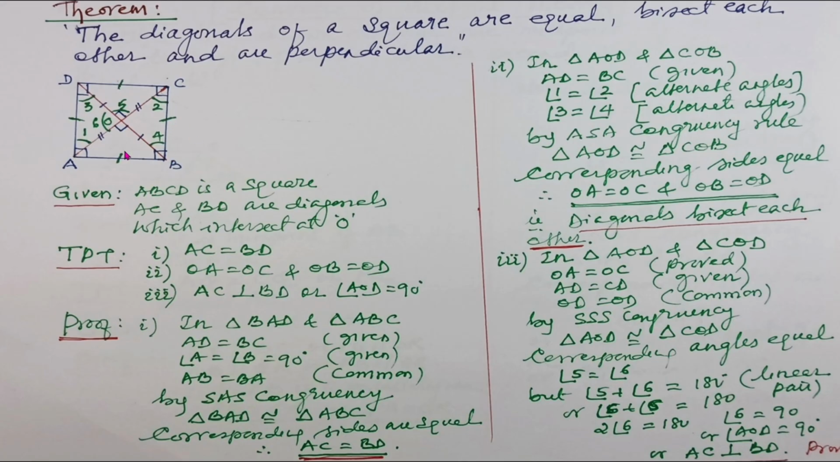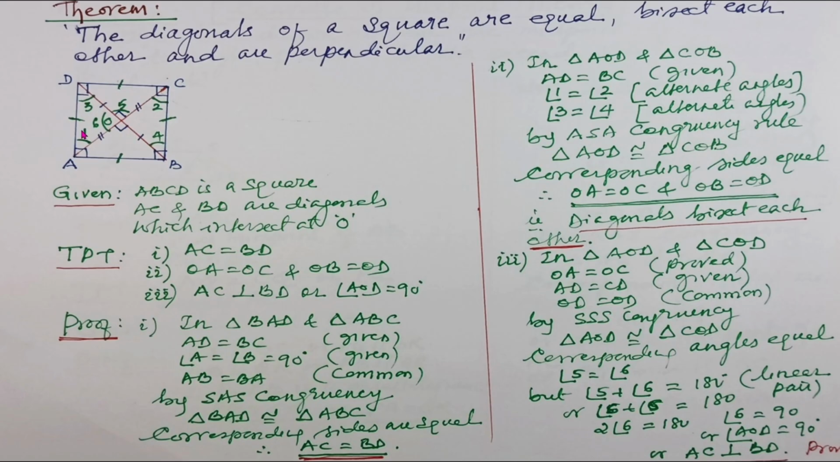And if two triangles are congruent, we know that their corresponding sides are equal. Therefore, AC is equal to BD. That is what I have proved here, and that is the first proof that the diagonals of a square are equal. Now let us go to the second proof to prove that the diagonals bisect each other.